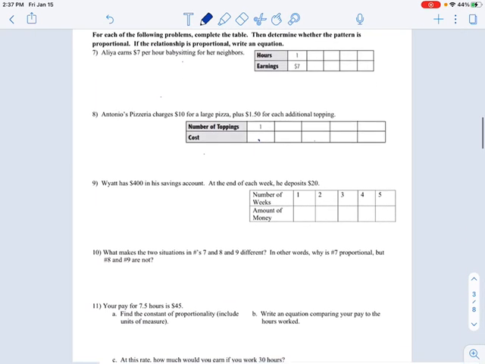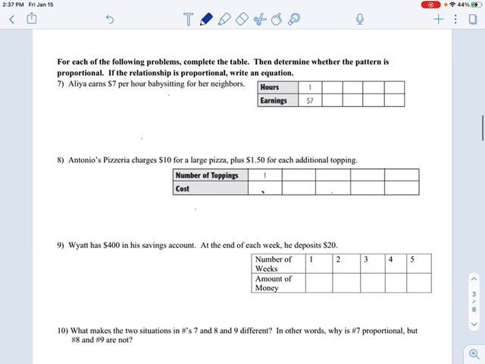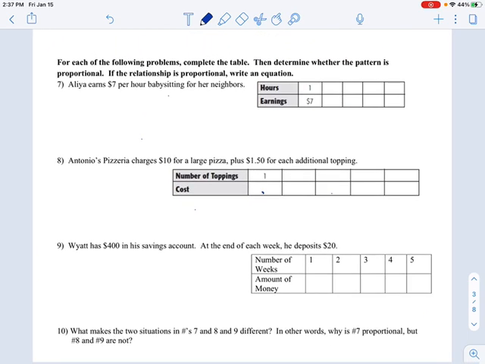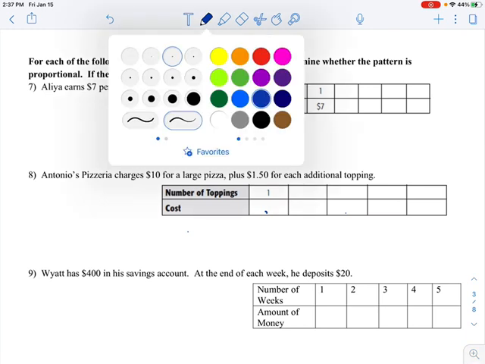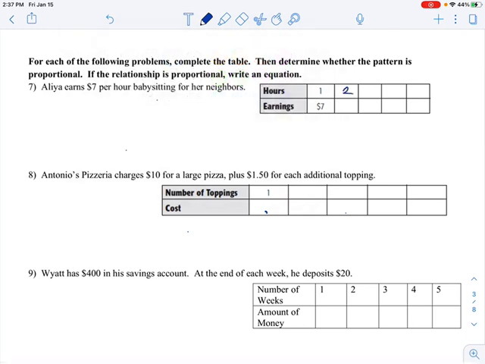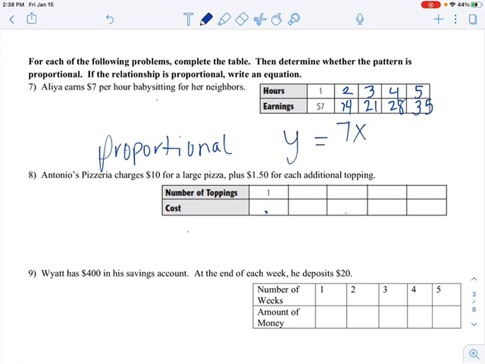All right, let's go to number 7 on the next page. We have Aaliyah earns $7 per hour babysitting for her neighbors, and we need to know if it's proportional, and if so, write an equation. There's nothing else happening here. So for every extra hour, she's going to earn $7 more. So it is proportional, and your equation would be y equals 7 times x. And again, your x would be your hours, your y would be your earnings.